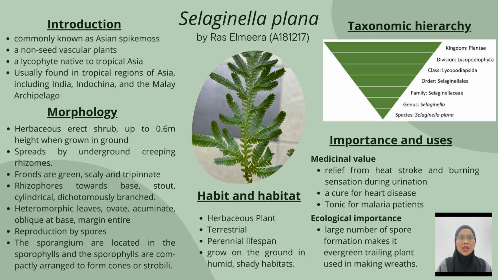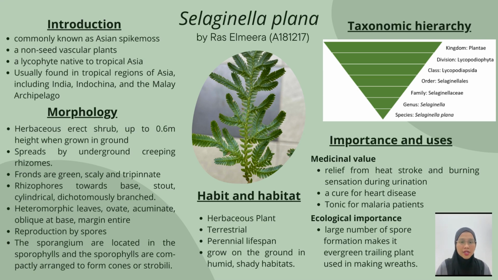The fronds of Selaginella plana are green, scaly, and tripinnate. Rhizophores toward the base are cylindrical, dichotomously branched. The leaf of Selaginella plana is heteromorphic, which is ovate, acuminate, oblique at base, and margin entire.